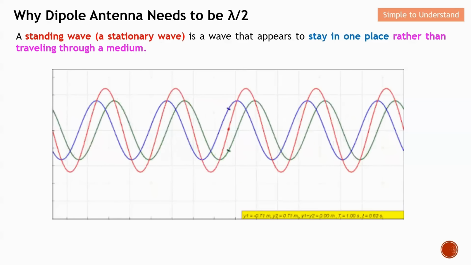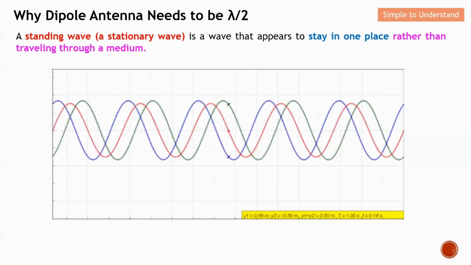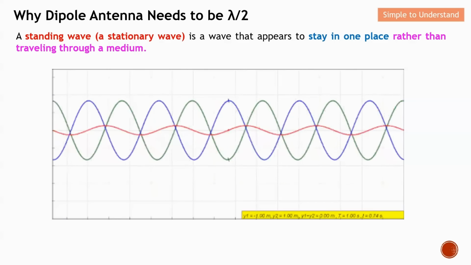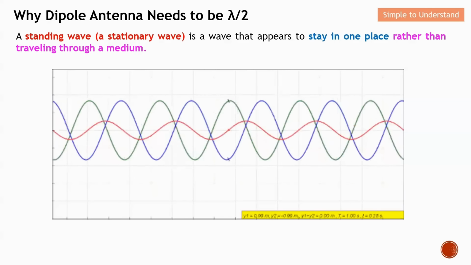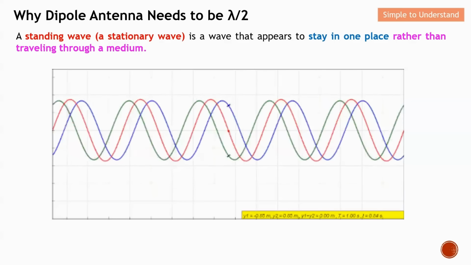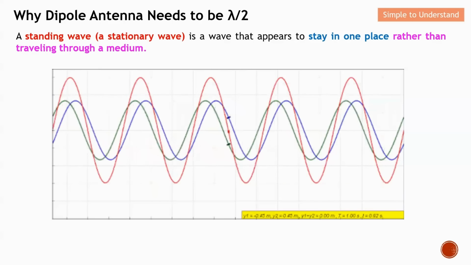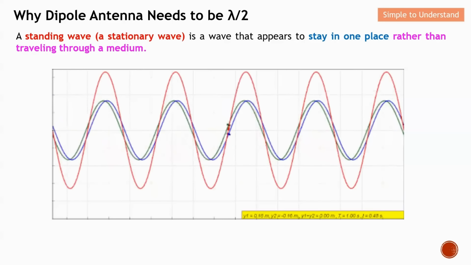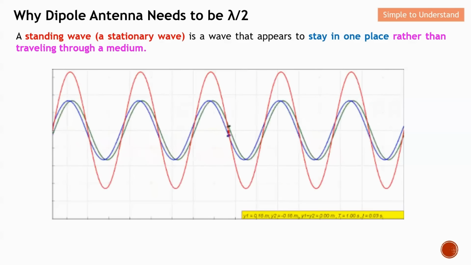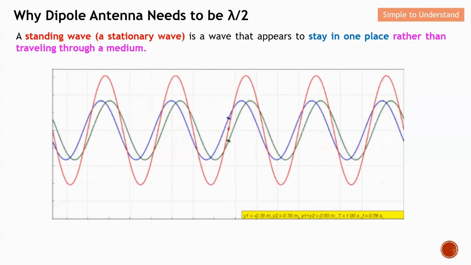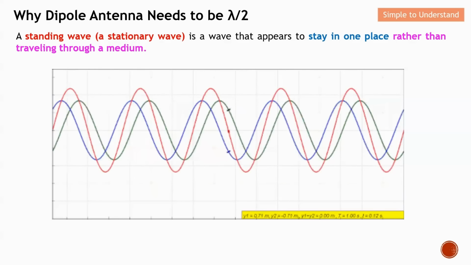So this is why we need the dipole antenna to be half of a wavelength. With this, it has a standing wave, which means it radiates maximum at the perpendicular of the dipole antenna. This is the reason why a dipole antenna needs to be half of a wavelength.